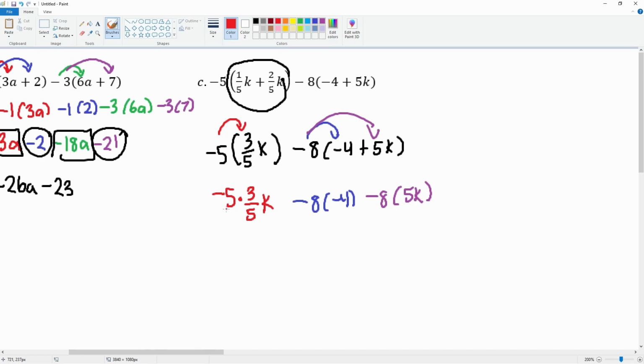So please understand this is really over 1. You can multiply this. -5 times 3 is -15 over 5. -15 divided by 5 does simplify. This makes 3. So this becomes 3k. Okay? Then you have the -8 times -4. That gets you -32. Your -8 times 5 becomes a -40k.